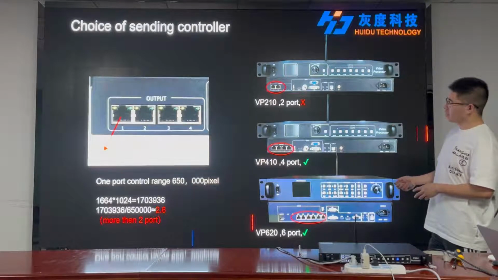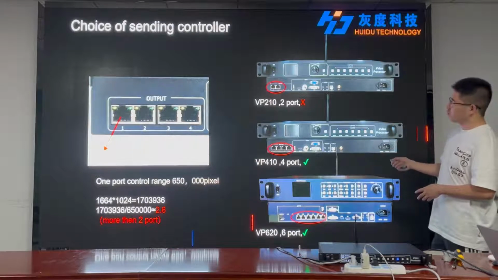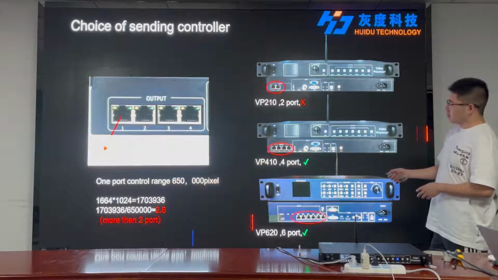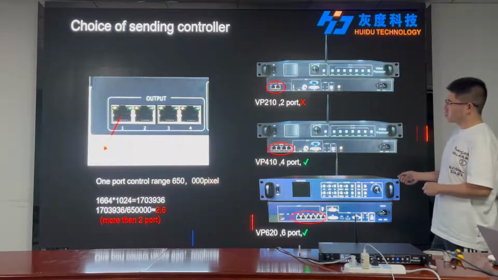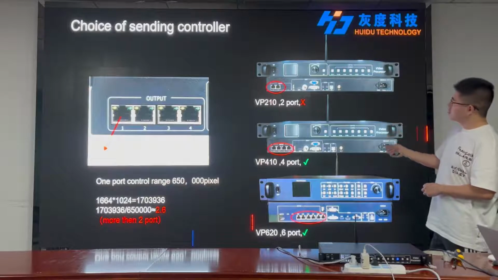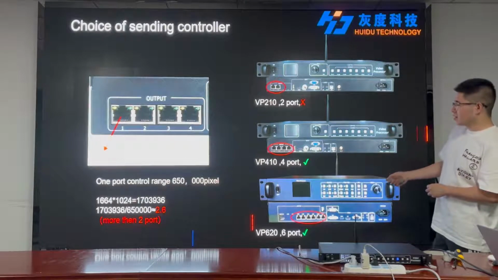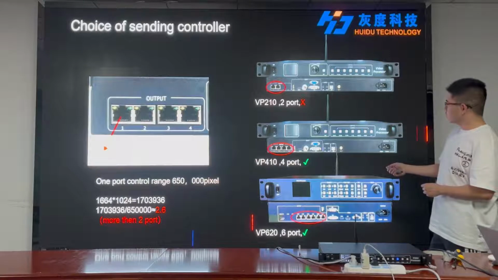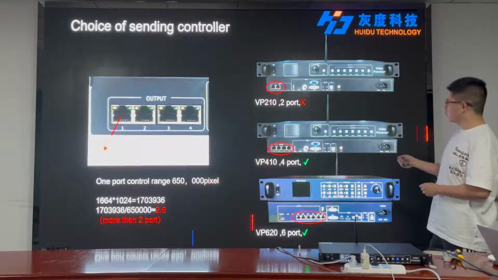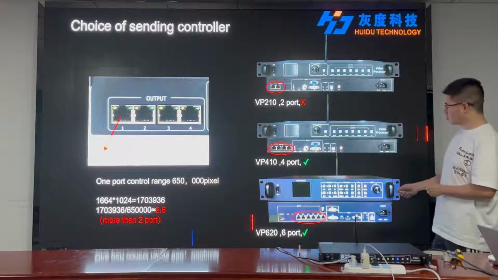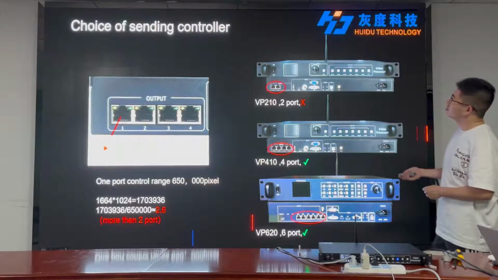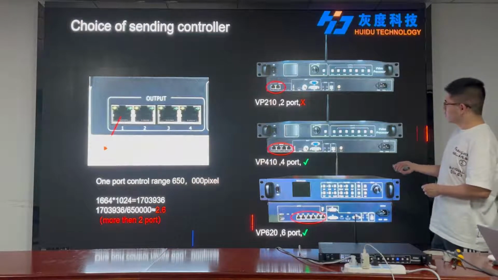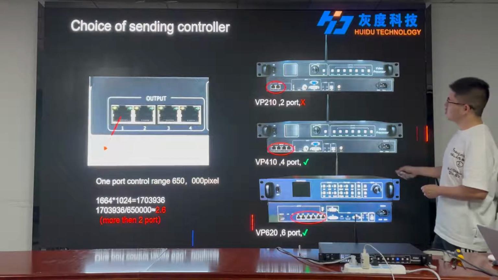The loading capacity of one RJ45 port is about 650,000 pixels. So for this screen, we may need more than 2 ports. So VP210 is not okay, but VP410 is with 4 ports. 4 ports is more than 3 ports. So VP410 is okay, and also VP620 is with 6 ports, also okay. So we can use the VP410 controller as the sending card of this LED wall.